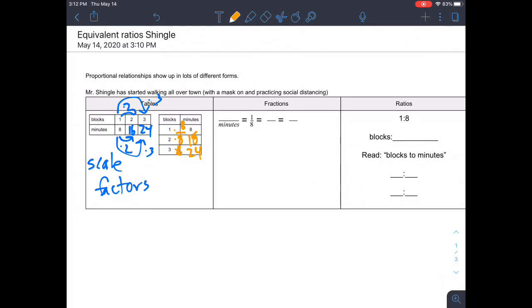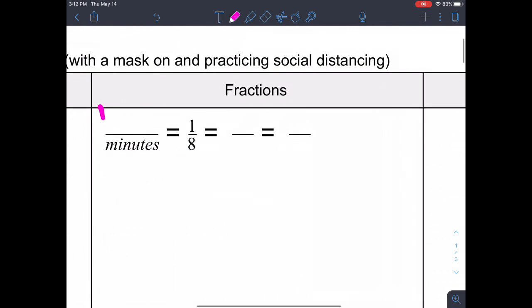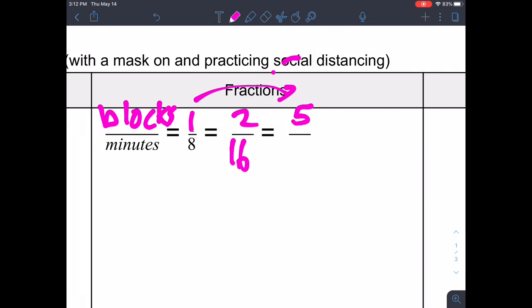So with fractions, we're looking at something over minutes. We look back and we know we're comparing blocks to minutes. So that'll be blocks to minutes. So 1 block takes 8 minutes. So 2 blocks will be 16. If you want to stick with the one we already figured out, 3 is 24, great. But maybe you want to get larger and say, well, 5 blocks will take 5 times 5 over here, times 5 gives me 40 minutes. Okay.